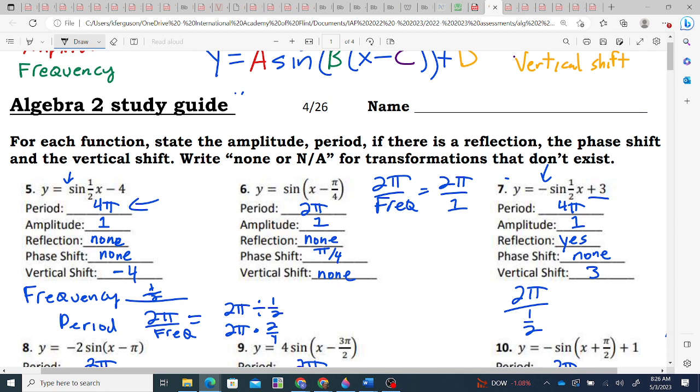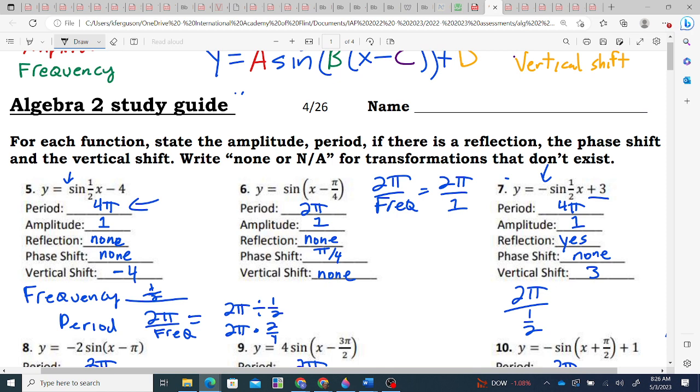What kind of problem is that? 2 pi divided by 1/2. It's a keep change flip problem. I'm dividing by a fraction, so I got to keep change flip. So that's where I get 4 pi from. 4 pi. There's no reflection because my sine or my cosine function isn't negative.